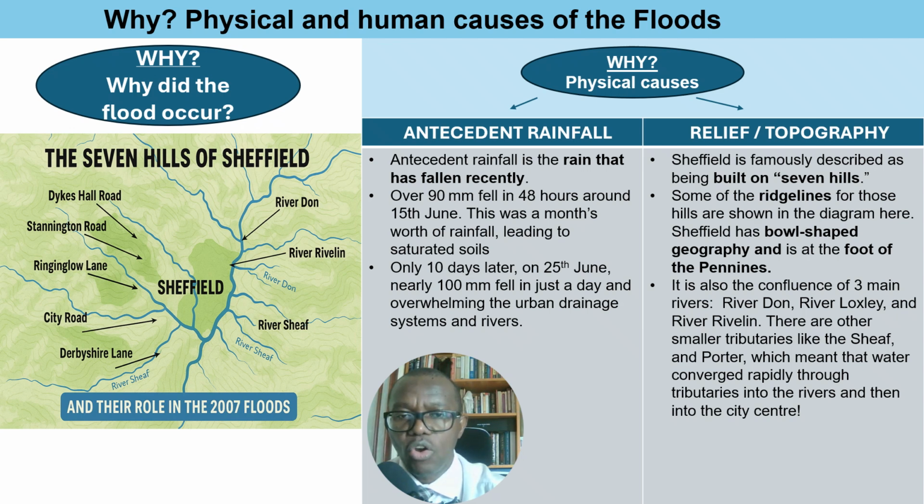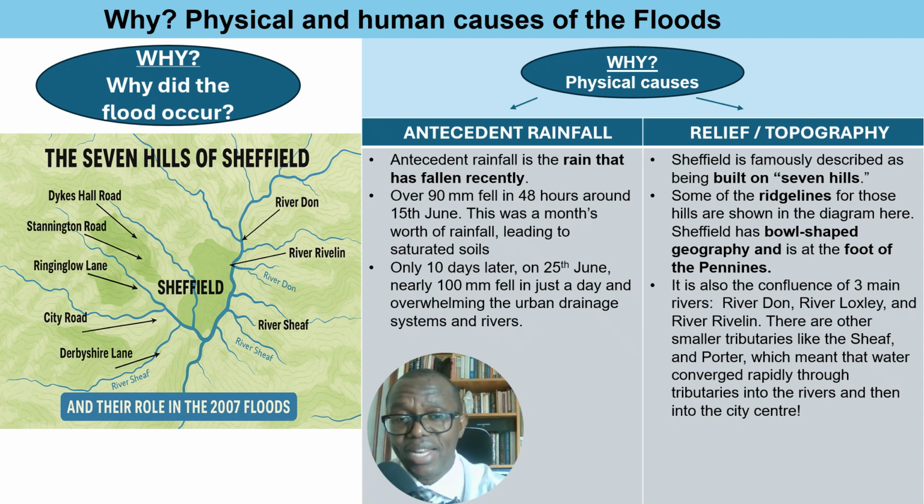Okay, so we are now going to move on to the why. So why did the flood occur in Sheffield? And we will start off with the physical causes of the floods. The first one is antecedent rainfall. Now, antecedent rainfall is the rain that has fallen recently.